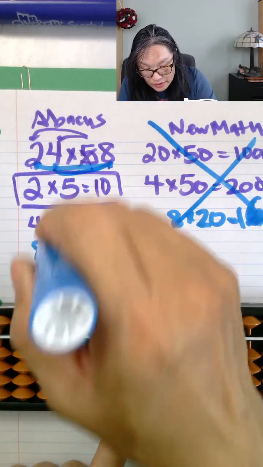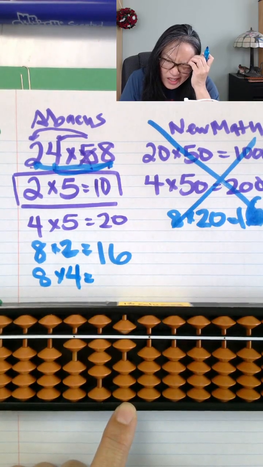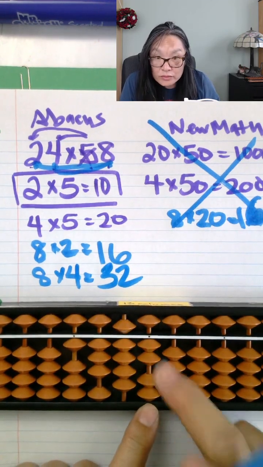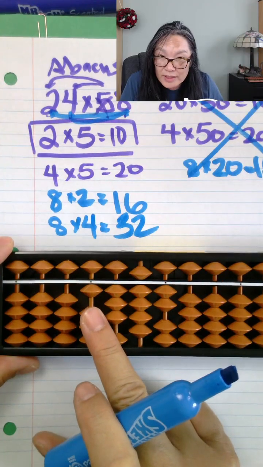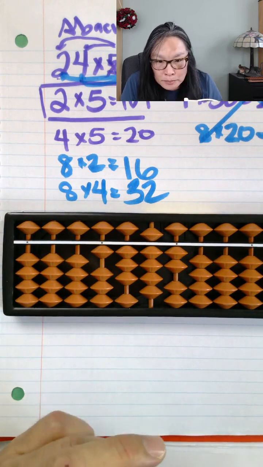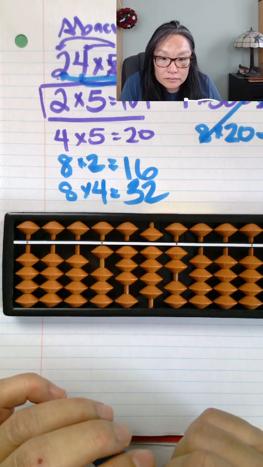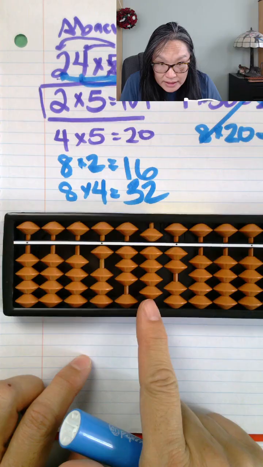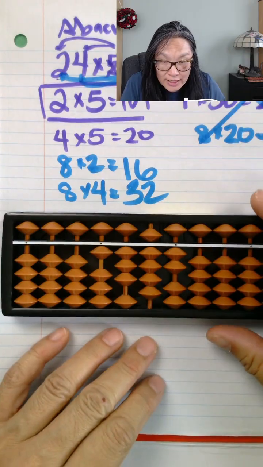So the next number we do is 8 times 4. 8 times 4 is 32, right? Add the 3, add the 2. So my final answer is, can anybody tell me what my final answer is? Did that make sense? 1,392. Yes, good.